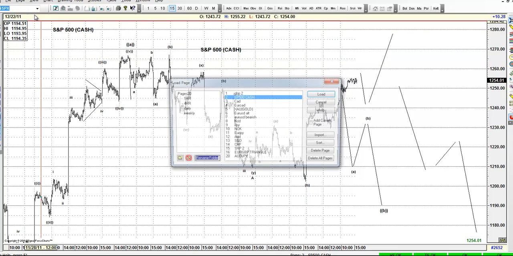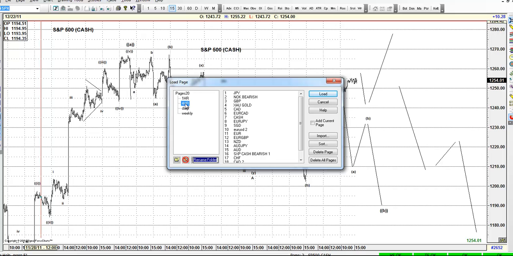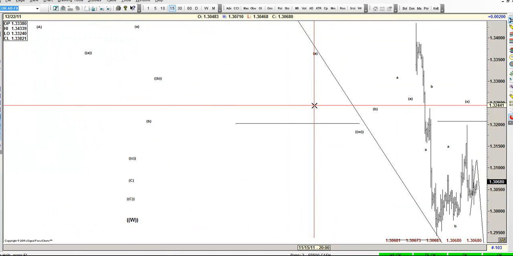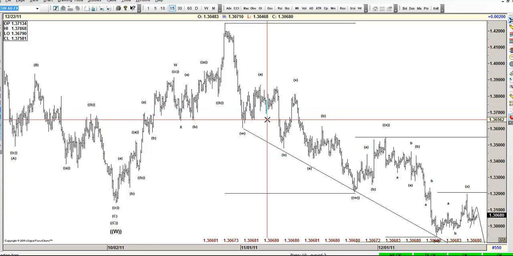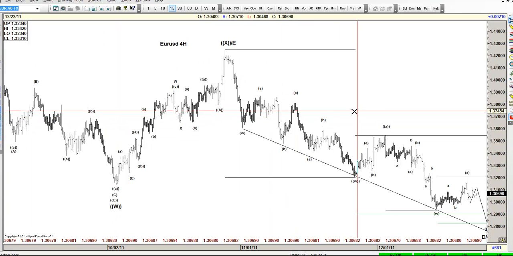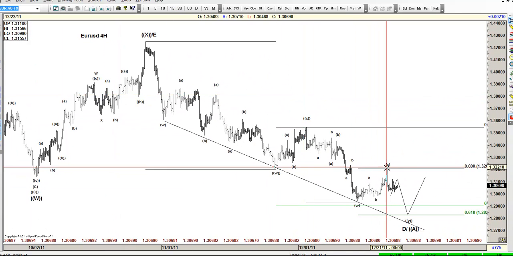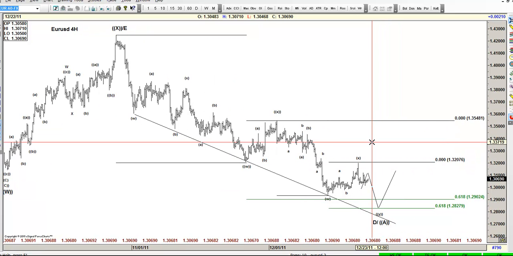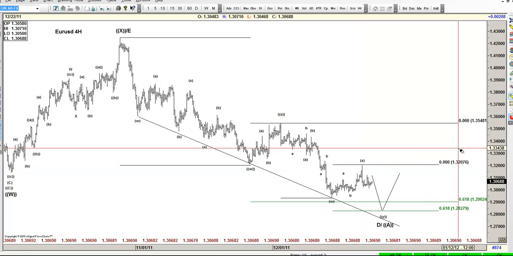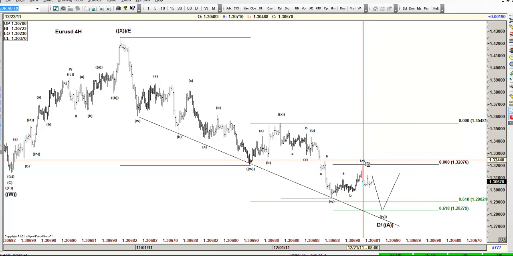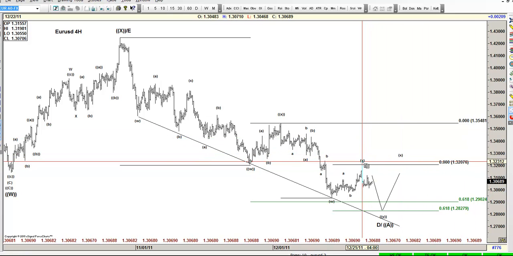Now, let's move on to the euro dollar. We're starting to favor the 2 counts that we've been presenting. Either this one, this can be S, guys. Let me show you something. This can be S, or this can be W, on the small time frame.